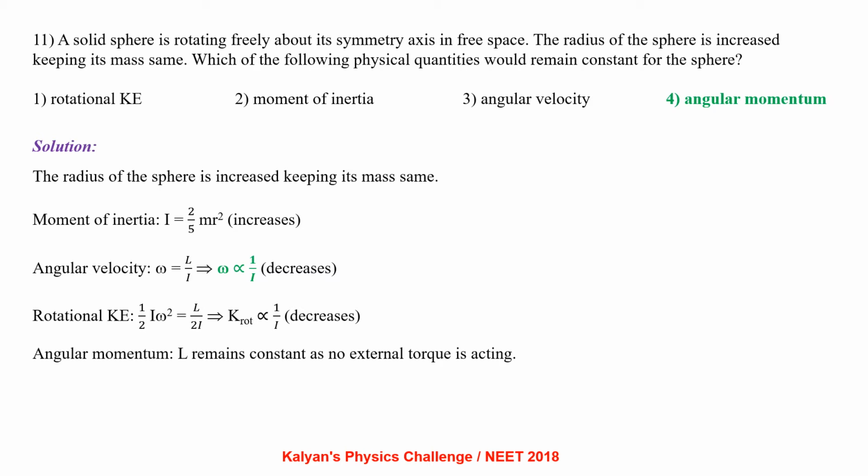So it increases. Angular velocity omega equal to L by I. Omega is proportional to 1 by I, so it decreases. Rotational kinetic energy half I omega square, that can also be written as L square by 2I. So rotational kinetic energy is proportional to 1 by I, so it decreases. Coming to angular momentum, it remains constant as there is no external torque acting on the system.